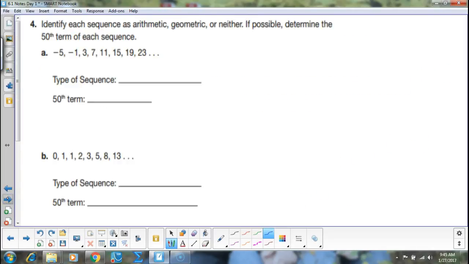Did I stutter? Okay. Now we're on the next page. Okay? So what I would like you to do is identify each sequence as arithmetic, geometric, or neither. Okay? Neither is if it's not adding by a constant or multiplying by the same number. Okay? And if possible, meaning if it's arithmetic or geometric, find the 50th term in that sequence. Okay? So do A and B and C, please.